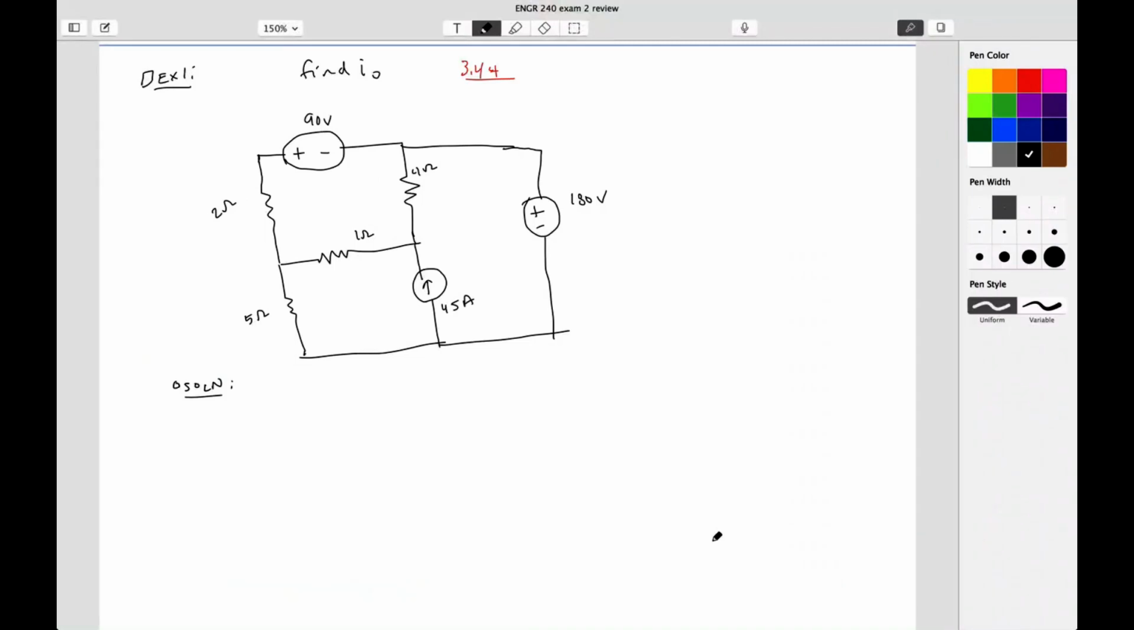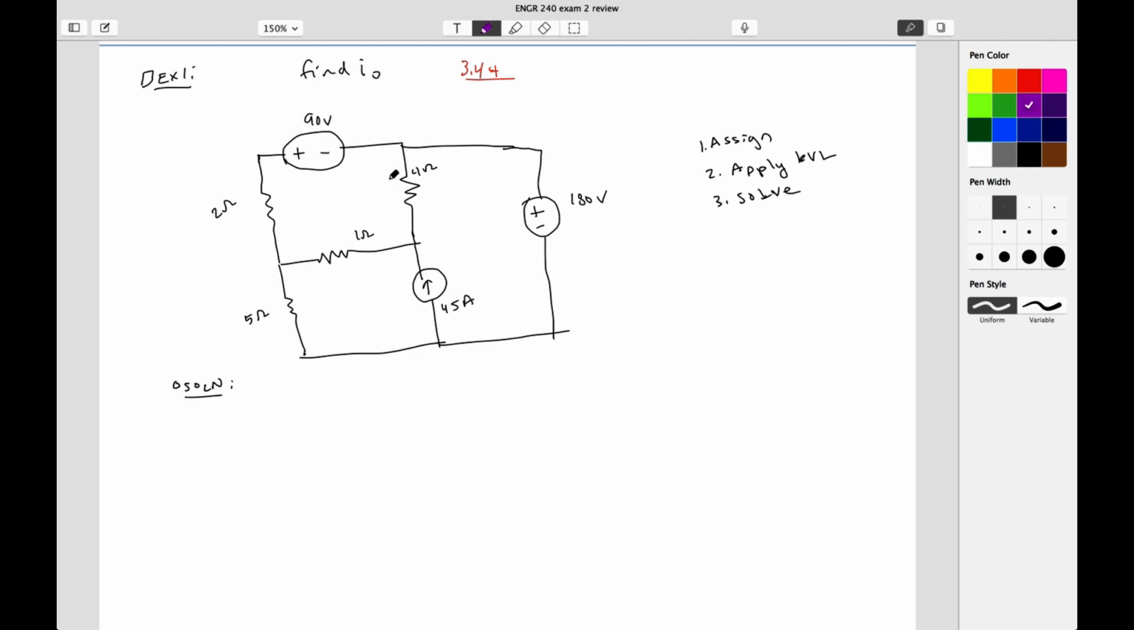All right, let's solve example 1. Example 1 is just problem 3.44 from your review. And what I want to do is follow the mesh rules. Remember, the rules are first to assign, then to apply KVL, and then third to solve.